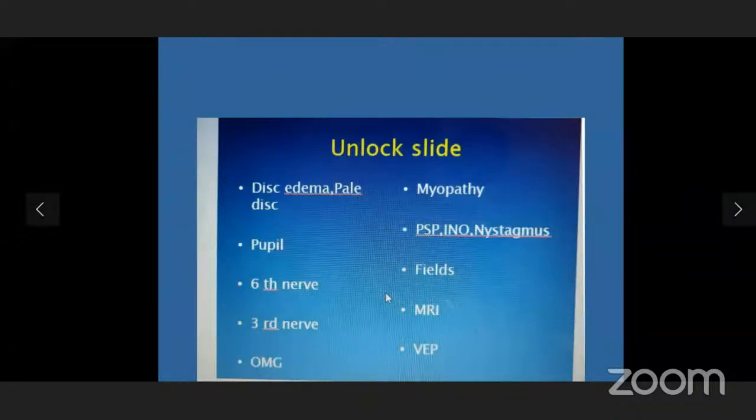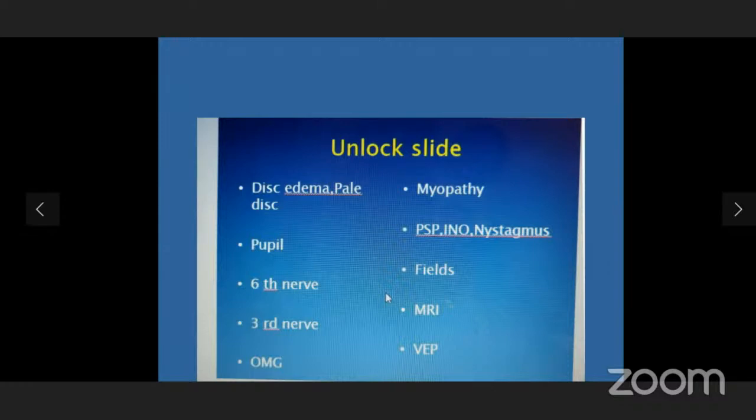Fantastic. So CRV, very unlikely that it will be bilateral. We are talking about bilateral disc edema. So if you see a disc edema, you ask yourself, is it unilateral, whether you've been shown both eyes or one eye?